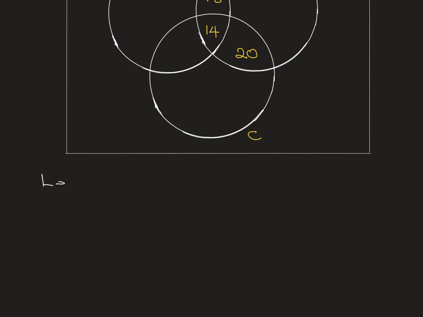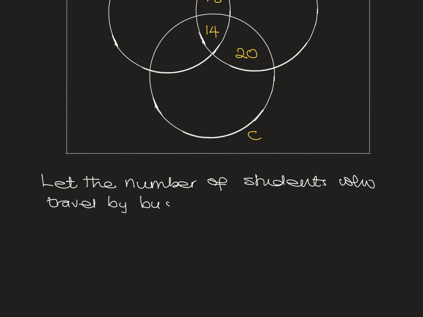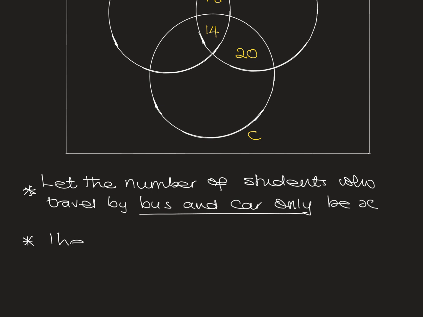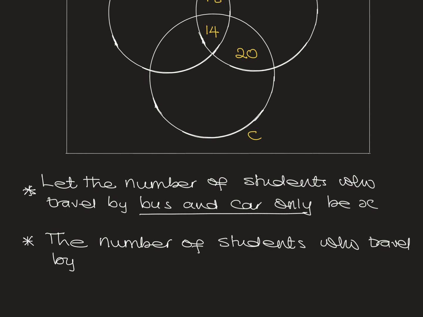So let's try to say, let the number of students who travel by bus and car only be X. Okay, so if we say the number of students who travel by bus and car only is X, then the number of students who travel by bus only will be X plus 12, right?